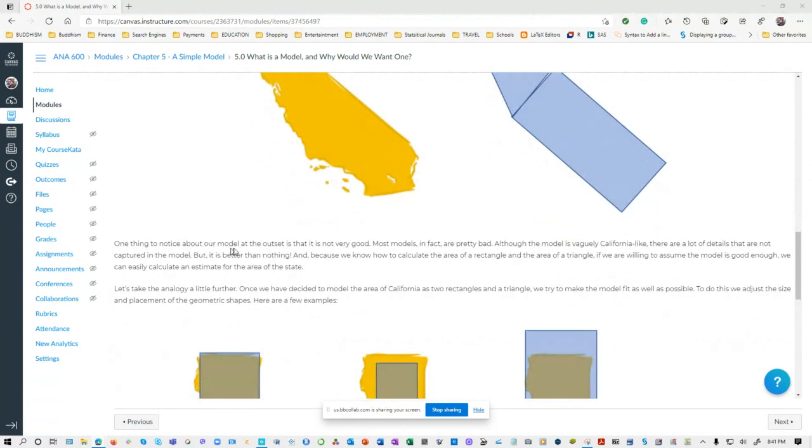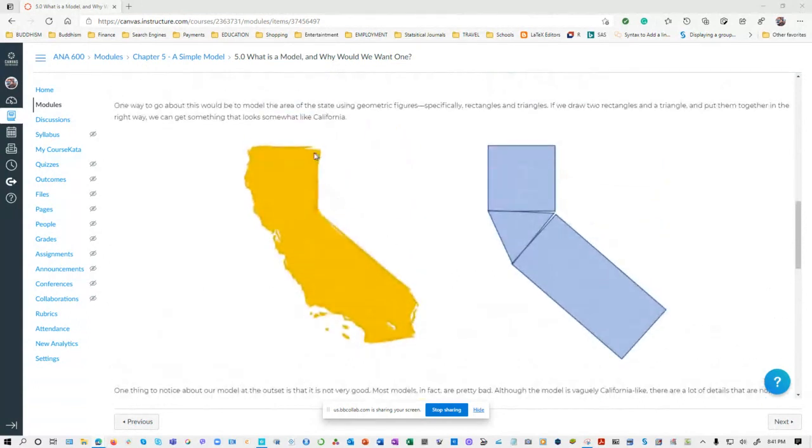One thing to notice about our model at the outset is that it's not very good. Most models, in fact, are pretty bad. Although the model is vaguely California-like, there are a lot of details that are not captured in the model. But it is better than nothing. Even though it is not going to be the perfect model, if you have something to at least get an idea or an estimate, a rough idea, that is more than having nothing.